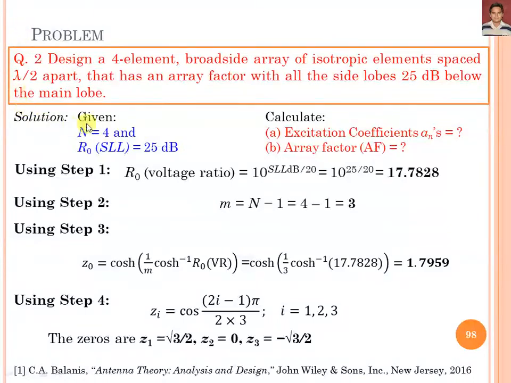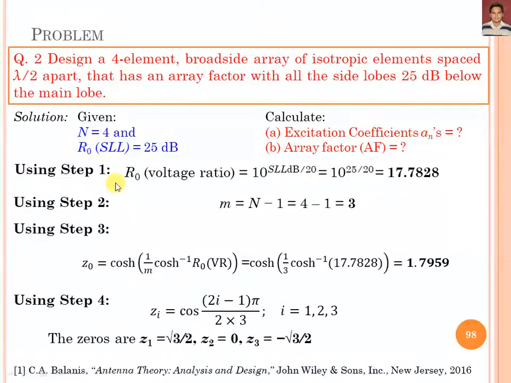We are taking one problem where the number of elements n is equal to 4. The array is a broadside array, isotropically spaced with d equal to lambda by 2, and the side lobe level given is 25 dB below the main lobe. We need to calculate the excitation coefficients and the array factor.